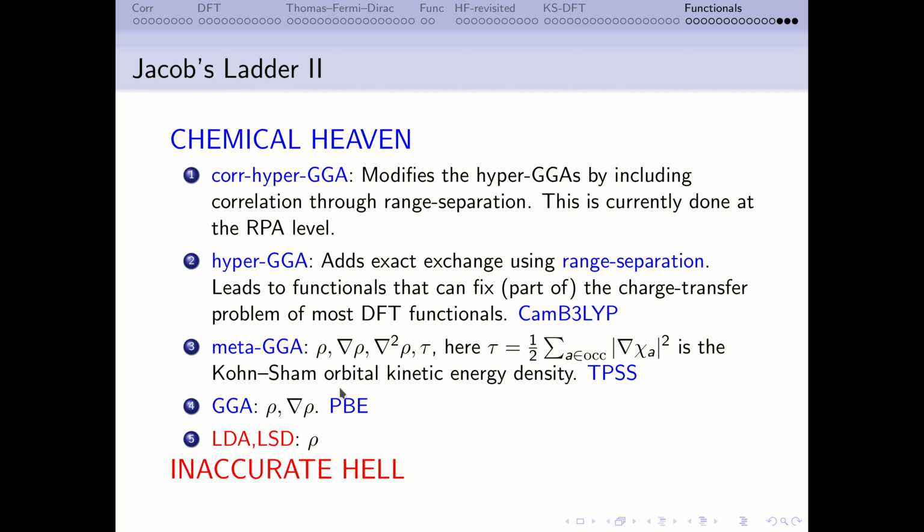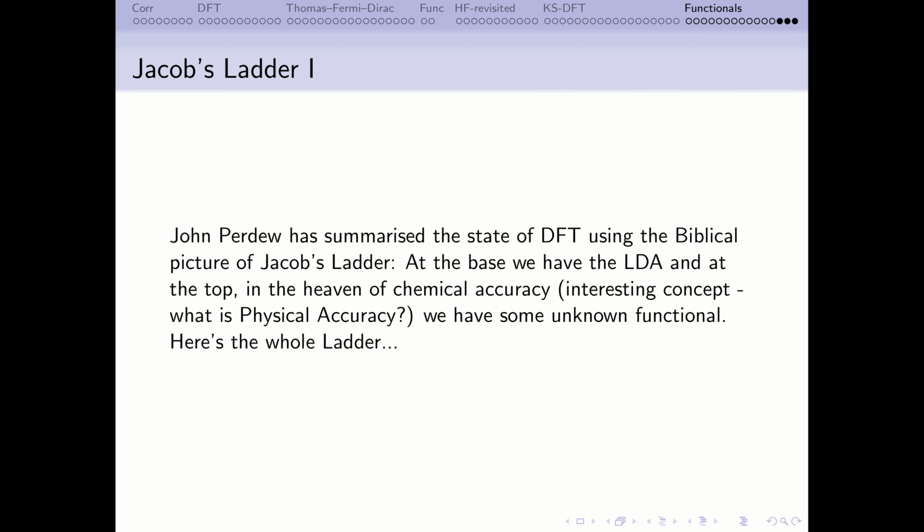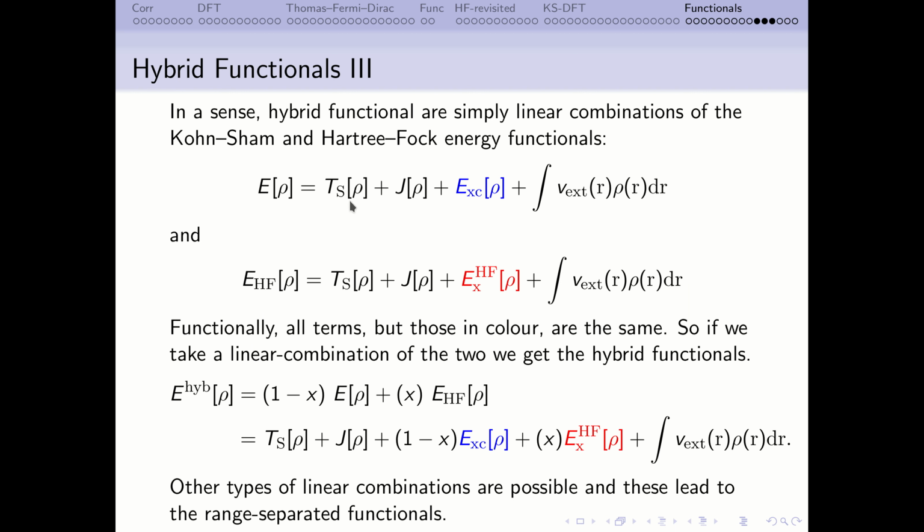Right. So I'm going to leave you with one question though, which we have discussed. This has come up during this lecture. Is Kohn-Sham theory a density functional theory? We wrote down these energy functionals as functionals of the density. But then when we actually put down the forms of these terms, we wrote them explicitly in terms of orbitals. The kinetic energy was written in terms of orbitals. The Coulomb part was written in terms of densities. The exchange correlation part, we will see, is also written in terms of orbitals quite often.